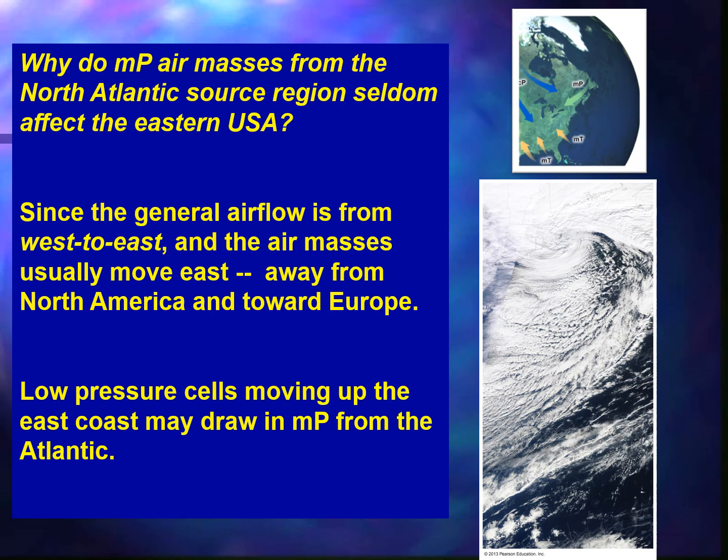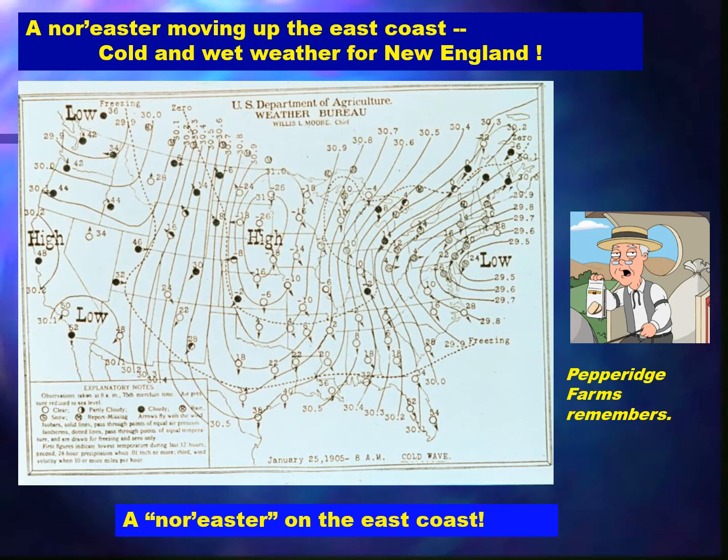So it's kind of rare for these maritime polar air masses that form over the North Atlantic to actually move into New England. But it does occasionally happen, especially if you have a low pressure cell moving up the East Coast. If low pressure is moving up the East Coast, then that low pressure can draw in that maritime polar air and bring us a nor'easter. This map is impossible to read, but anyway, it's supposed to be showing a nor'easter moving up the East Coast.